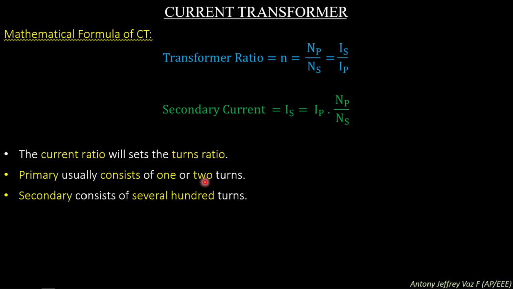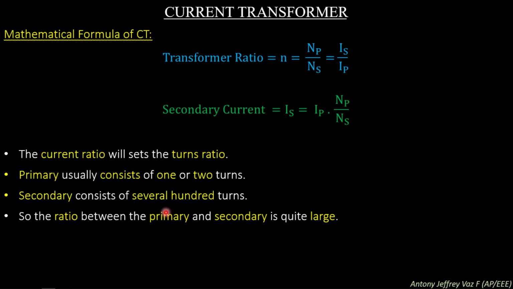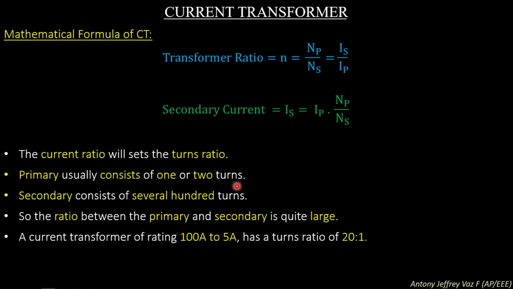Secondary consists of several hundred turns. So the ratio between the primary and secondary is quite large, because the primary will have only 1 turn and the secondary will have some 100 turns of conductors. So this ratio, 1 divided by 100, is a large ratio. A current transformer of rating 100 amps to 5 amps will have a turns ratio of 20:1.